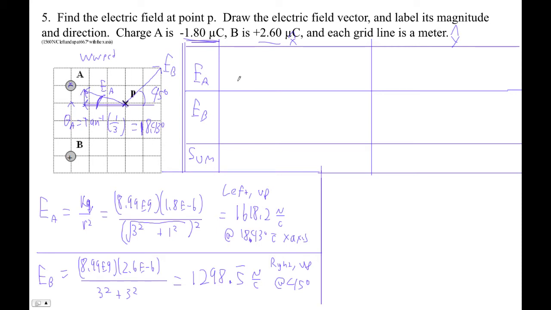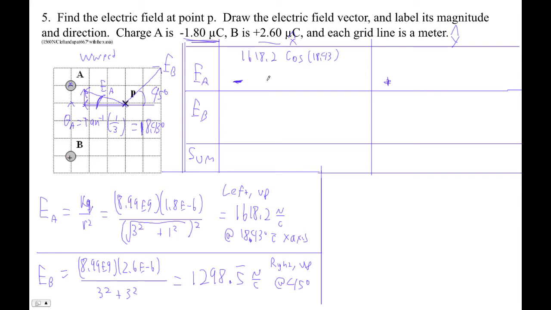So our x component will be negative. Our y component will be positive, because to the left is negative x and up is positive y. Okay, so A is 1618.2, and then it's the adjacent side, so it's going to be cos of 18.43.